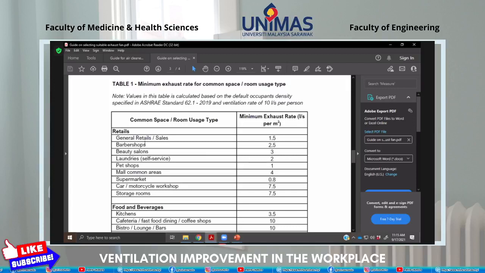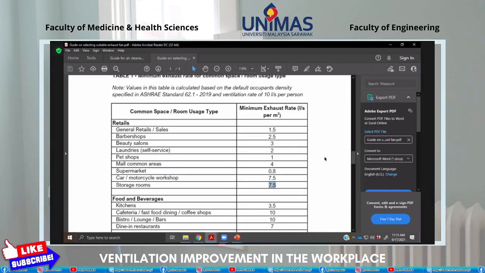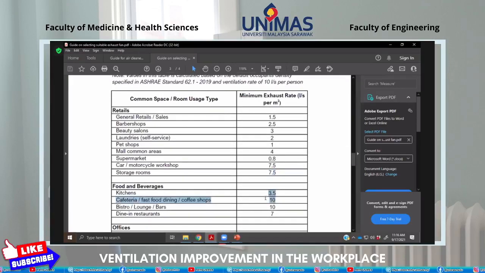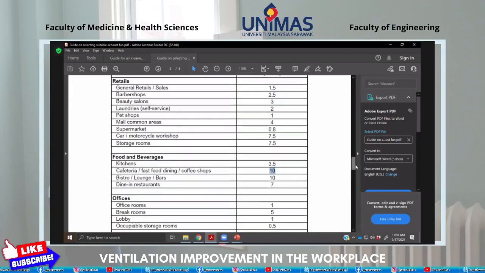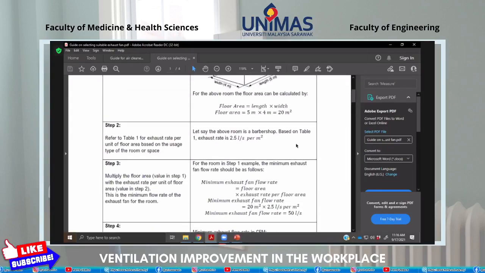For example, for general retail and sales, it's only 1.5 liters per second per square meter. Barbershop is 2.5 liters per second per square meter. You can see that it is much higher for a workshop, because contaminants are there. Storage room is higher because we assume that it is totally enclosed and there may be a lot of contaminants from the materials and so on. Kitchen is 3.5, cafeteria is 10 because density is higher in a cafeteria, and so on. Let's say for our example just now, it is a barbershop. The exhaust rate is around 2.5 liters per second per square meter.